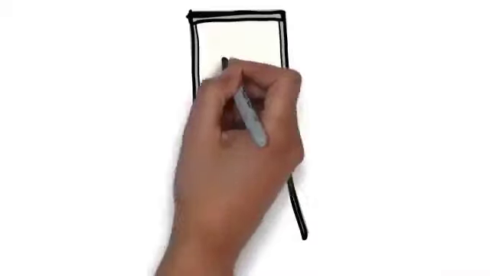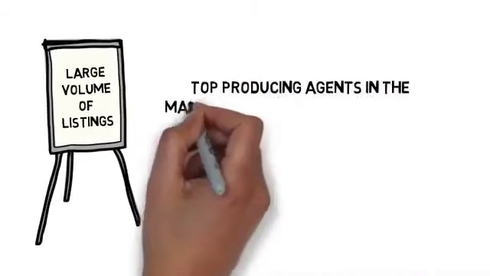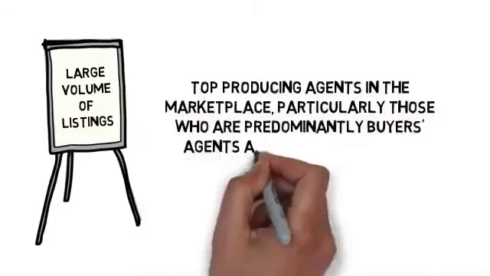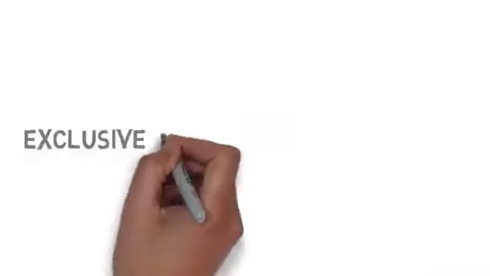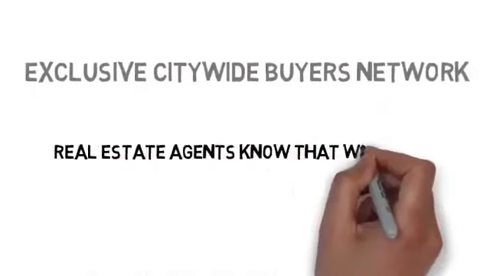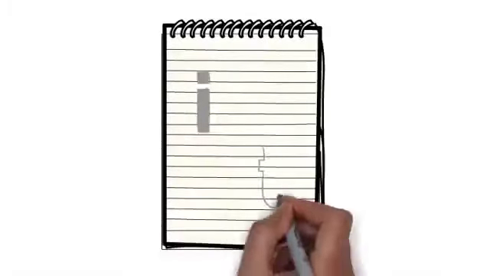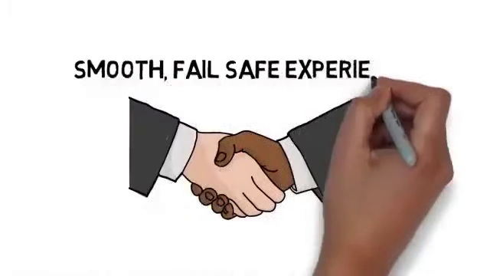And because of the large volume of listings we have at any one time, top producing agents in the marketplace, particularly those who are predominantly buyer's agents and represent buyers, pay close attention to our listings. As part of our exclusive citywide buyers network, these real estate agents know that when they sell homes listed and represented by our team, every I has been dotted and every T crossed. They know their buyer will have a smooth, fail-safe experience.